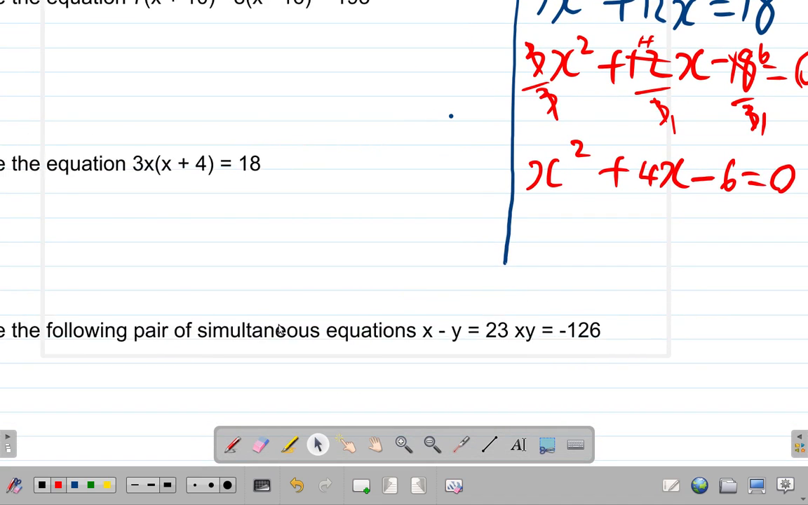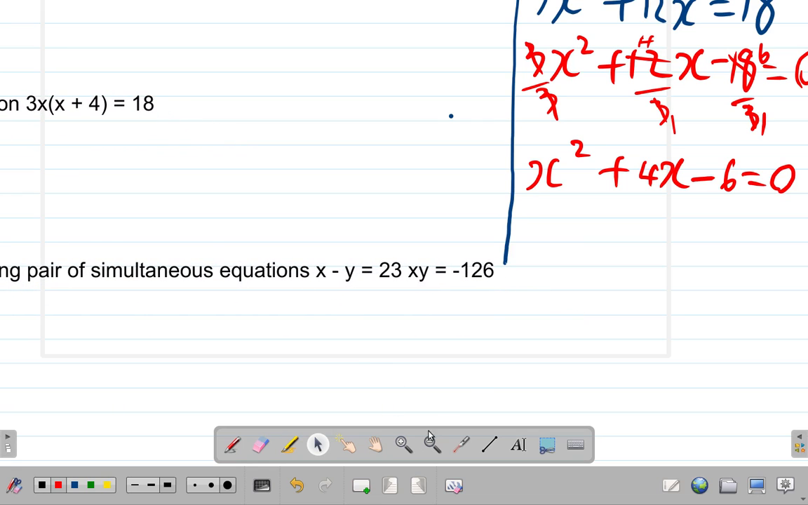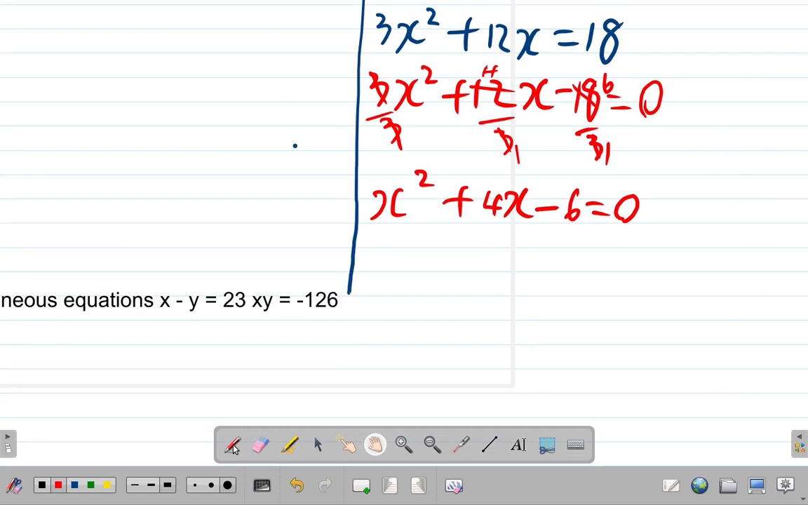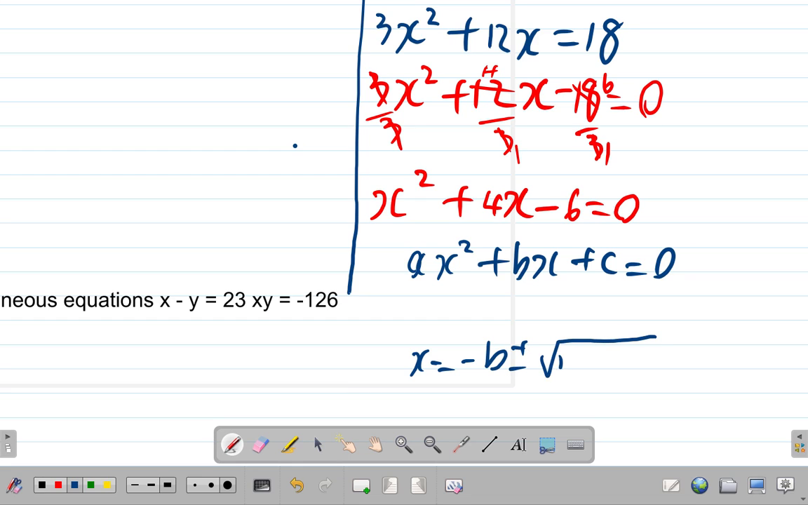First of all, let's get this out of the way and just continue down the line. Use the formula to work this out. The formula says, and you have the formula on your formula sheet, that if ax squared plus bx plus c equals 0, then x equals negative b plus or minus the square root of b squared minus 4ac, all over 2a. Now here, you need to identify a, b, and c. Then you can substitute them in the formula.